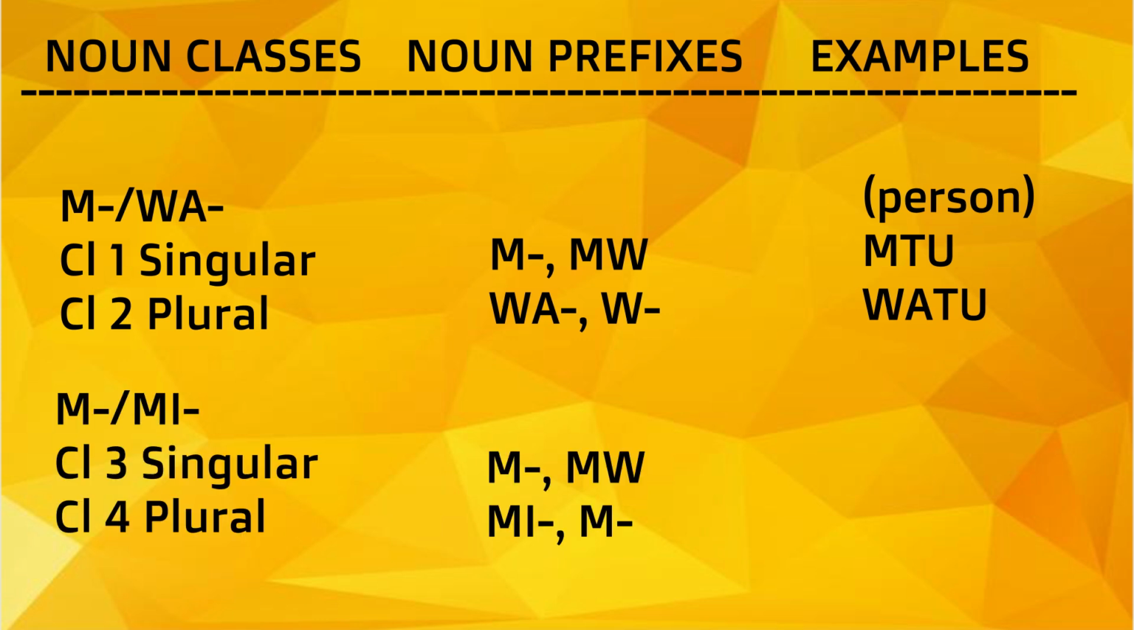Okay. For the third and fourth class, we have m for singular and mi for plural. Okay, and in this class, names of the trees, plants, nature, part of the body, etc. are part of this class. For example, tree, mti, and miti in plural.